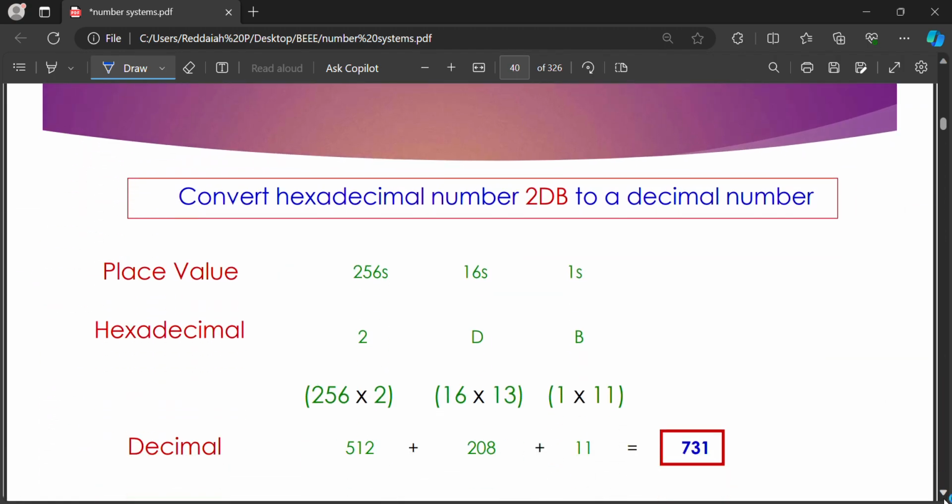Hexadecimal to decimal conversion. Conversion of a hexadecimal number to a decimal number. The hexadecimal number is 2DB. Now the place values will be 16 power 0, 16 power 1, 16 power 2, 16 square. For any number like 2DB, we write 16 power 0, 16 power 1, 16 power 2. If we multiply these, then you will get the decimal number.